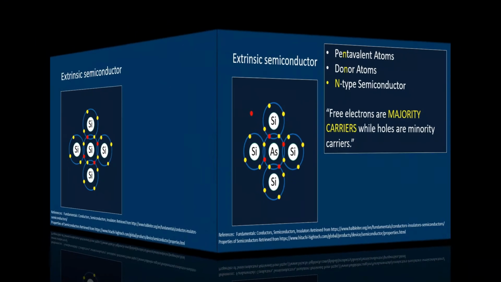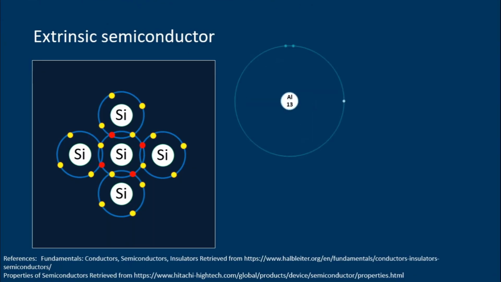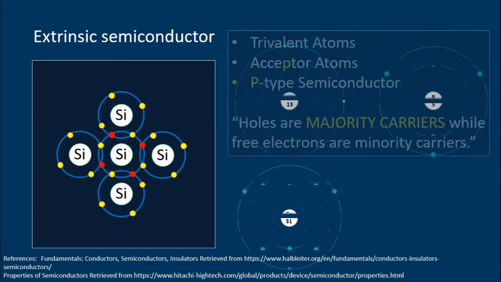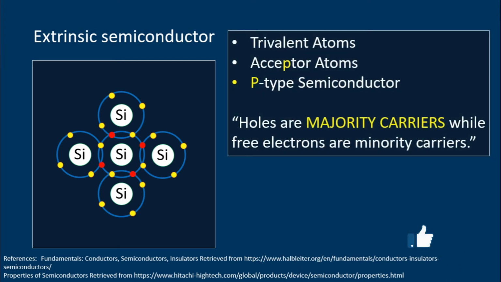On the other hand, adding trivalent aluminum, gallium, and boron to intrinsic semiconductors creates a p-type semiconductor. Trivalent from the word triangle or tricycle. Tri means three. Three valence electrons. Trivalent atoms are also known as acceptor atoms. We will see later why it is named acceptor. Thus, in p-type semiconductors, holes are the majority charge carriers and free electrons are the minority charge carriers.